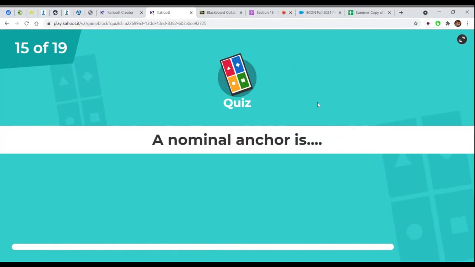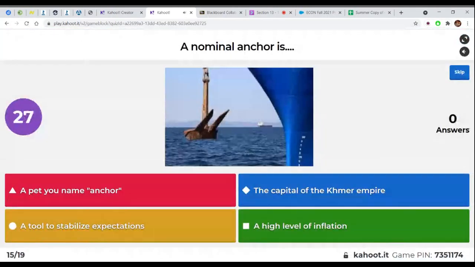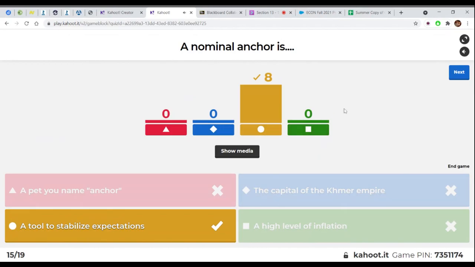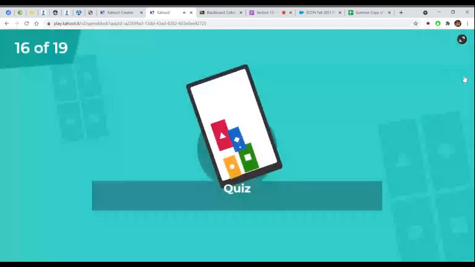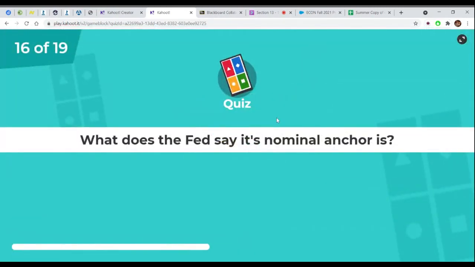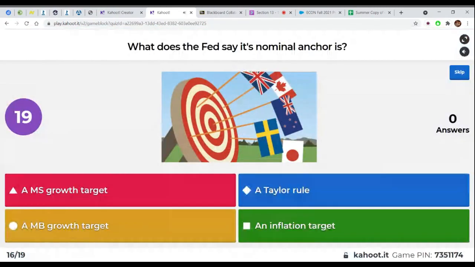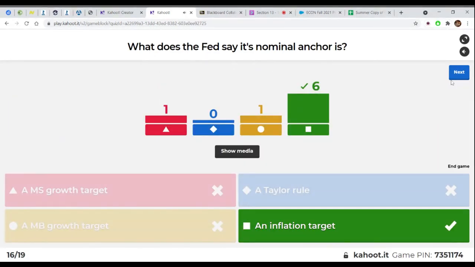Next, a nominal anchor is what? A pet you name Angkor, the capital of the Khmer Empire, the tool to stabilize expectations, or a high level of inflation? Excellent. A tool to stabilize expectations. Very good. What does the Fed say its nominal anchor is? It is an inflation target indeed.